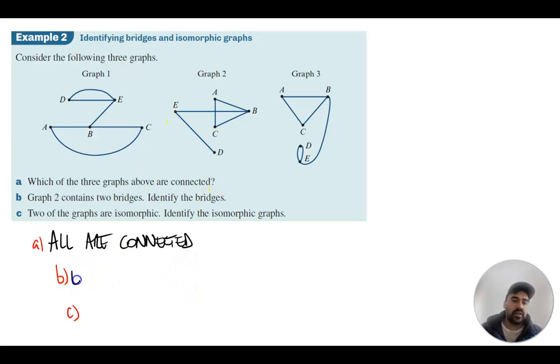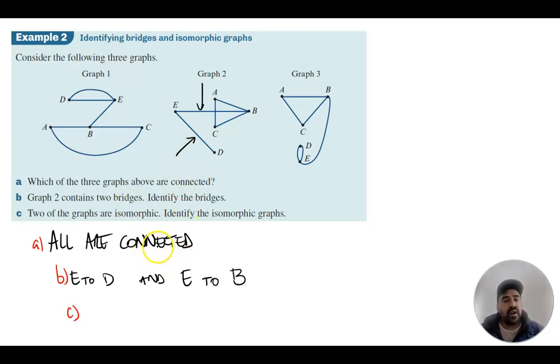So the connection from E to D is considered a bridge, because if you remove that, D will be isolated. And also the connection from E to B is a bridge, because if you remove that one, that will isolate D, E and A, B, and C. So those are the two bridges. You really got to think about which ones are considered bridges. You have to almost brute force to see, if I remove this one, will it disconnect the graph? And you might have to trial through every single edge.